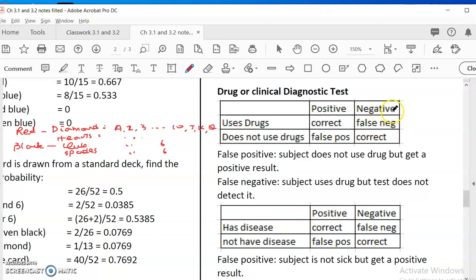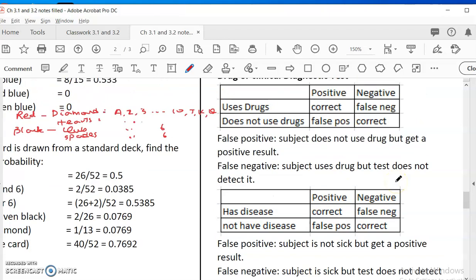So false negative means they have a negative result, but they actually use drugs. The other case, you do not use drugs. Well, then you should not test positive, but you should test negative. But then sometimes you do have a false positive. So these two are wrong. The false negative is you get a negative result, but actually you did use drugs. The false positive is you have gotten a positive result, but actually you do not use drugs. Okay, so false positive, false negative.